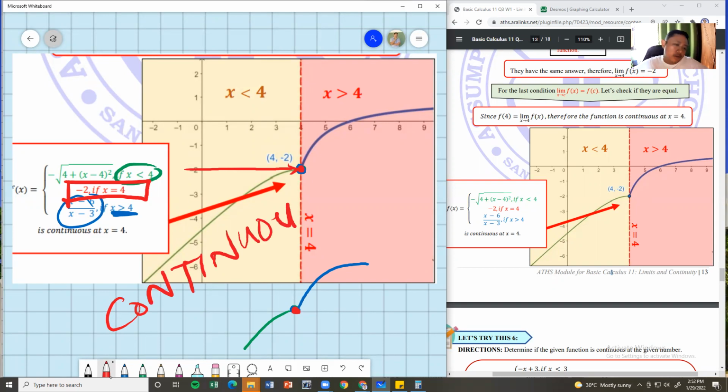Continuous. Can you follow? Show me a reaction if the concept of continuity is clear to you. Very good.